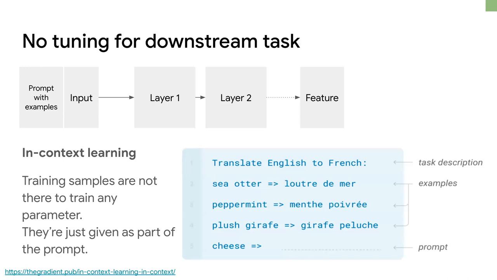An interesting case of no tuning is in-context learning. It's called in-context learning, where you are actually giving the training samples as part of the prompt, and making the model find an analogy and do the same thing for the new input where the user wants the output. So for example, if you want to translate English to French, you just tell the model to do translation from English to French, but you don't just stop there, you also give some examples like sea otter is loutre de mer, and so on, right? And then now the task is to turn cheese into something.